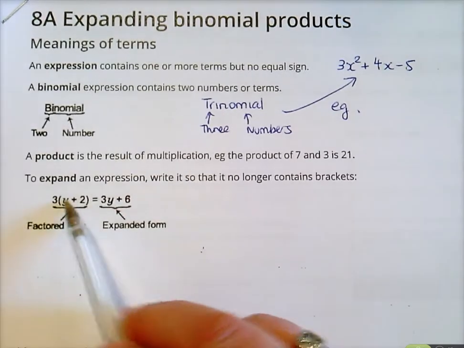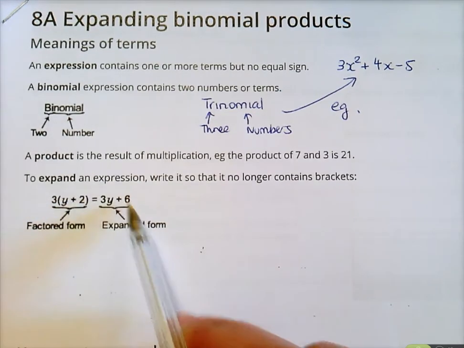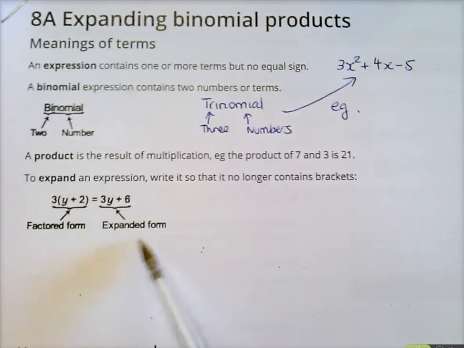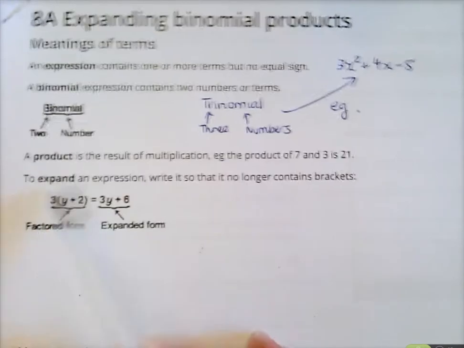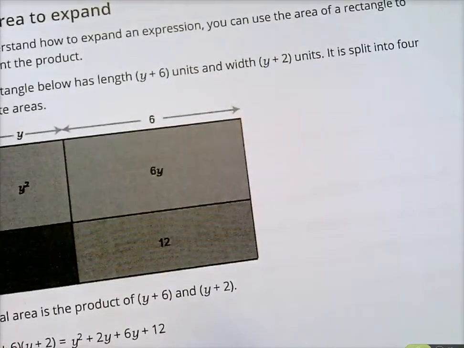So this is a binomial here. For example, 3 times y is 3y, 3 times 2 is 6. That's factored form, that's expanded form. Of course, when we expand an expression, we're removing the brackets, okay? But that's not expanding binomials. Well, that's doing one. But we're looking at binomial products.